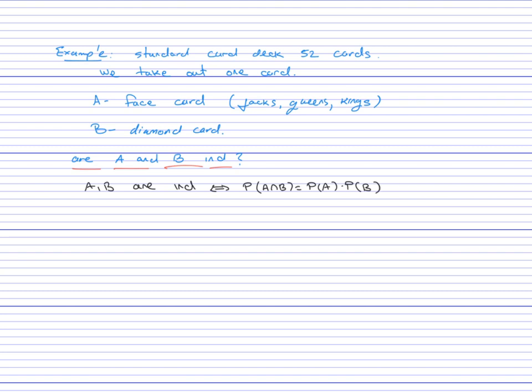What we're going to do now is compute the probability of A, the probability of B, and the probability of the intersection. If the probability of the intersection equals the product, we'll say that A and B are independent. Otherwise, they are dependent. Okay, so let's start. Let's compute the probability of A.